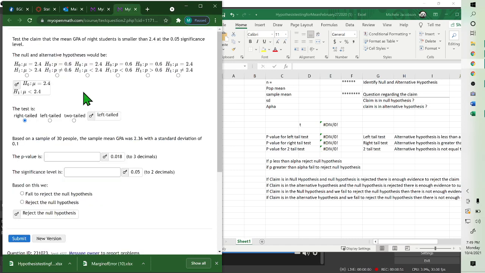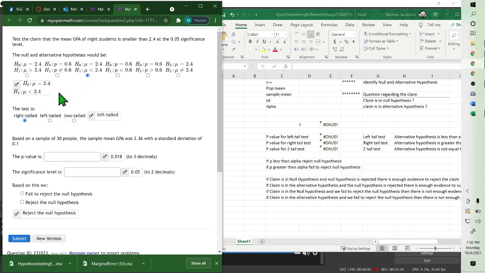And then to solve the problem, it says test the claim that the mean GPA of night students is smaller than 2.4 at a 0.05 significance level. So smaller than 2.4, this first one's greater than, and your null hypothesis is always equal to. In this case, it should be equal to 2.4, so that makes this one out. This one's equal to 2.4, and it's testing less than, which is what this said, smaller, so it would be this one. Right there.